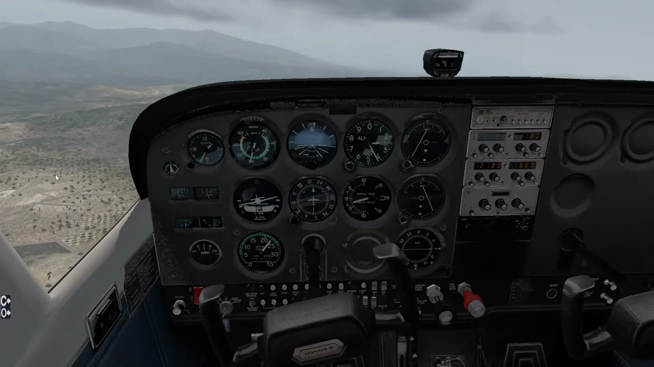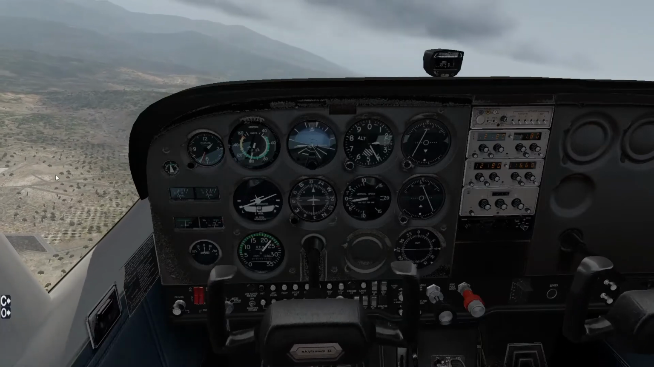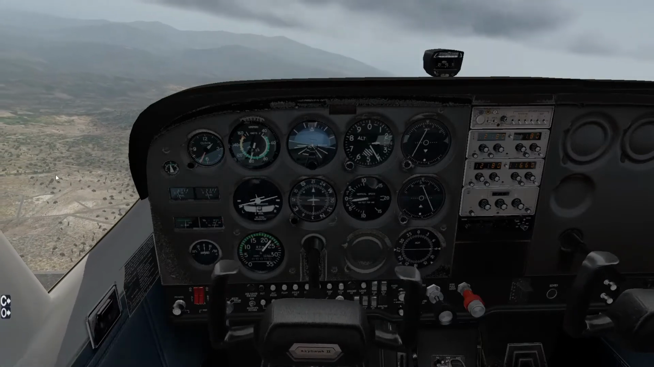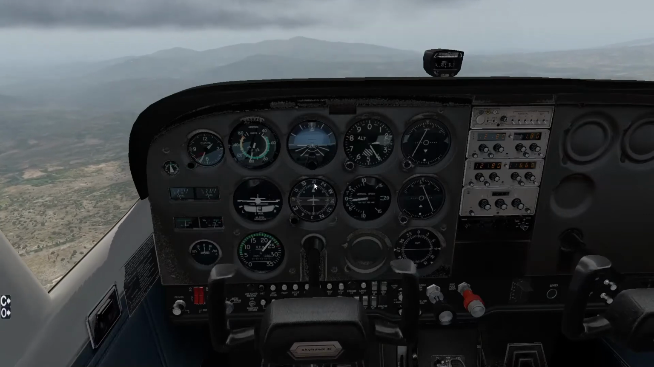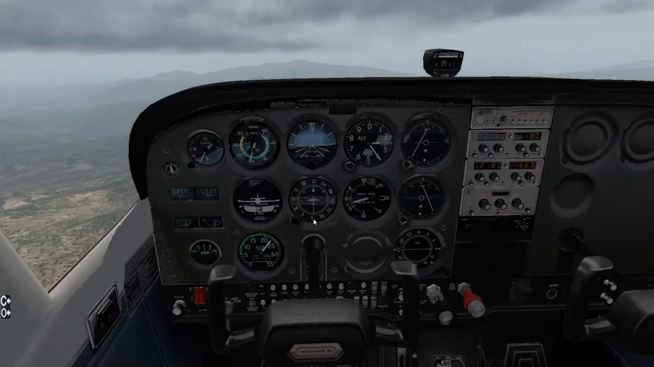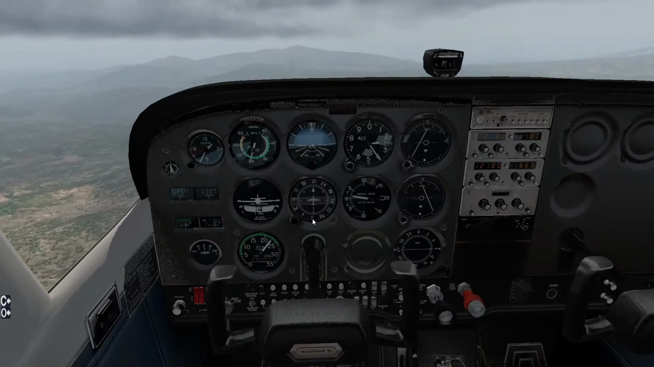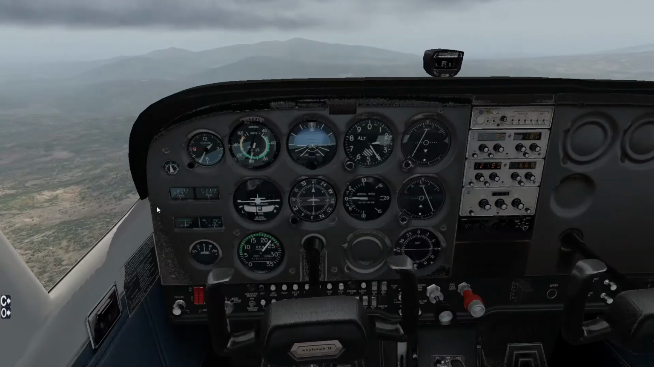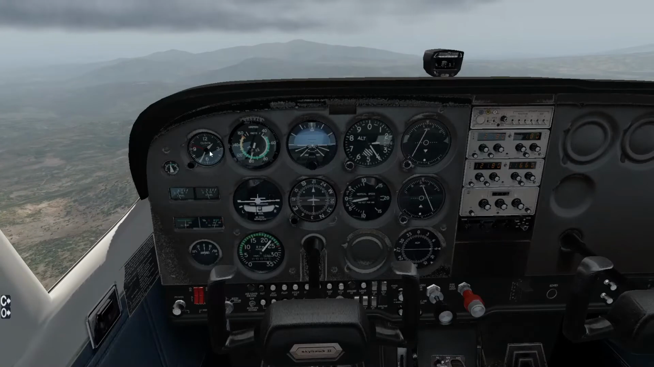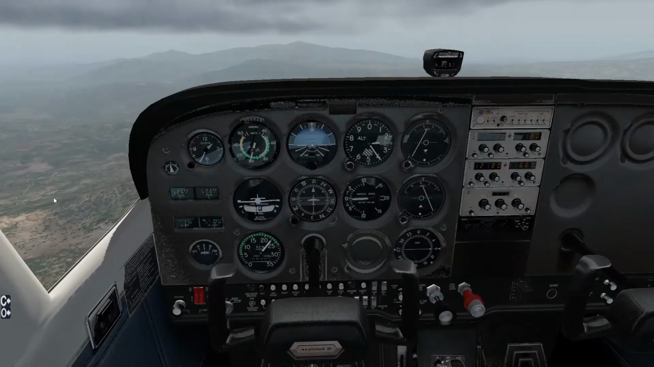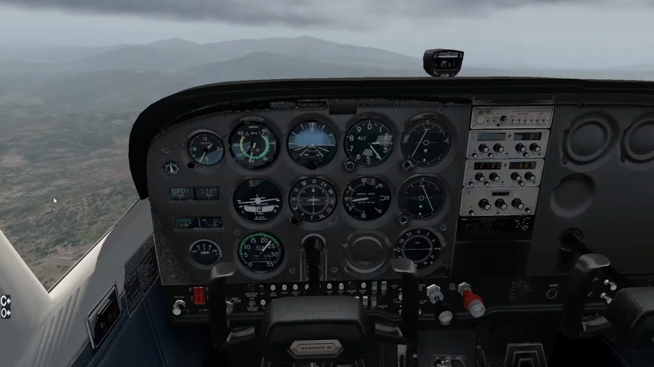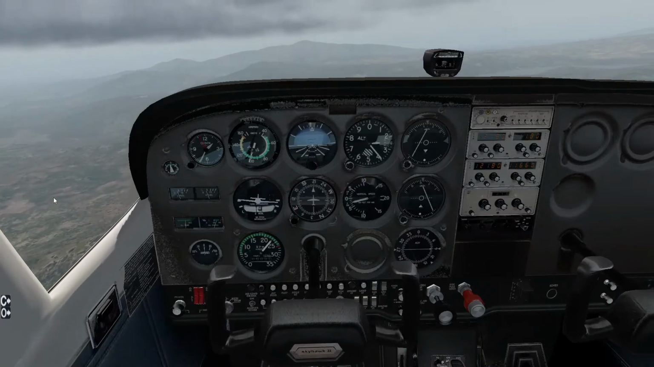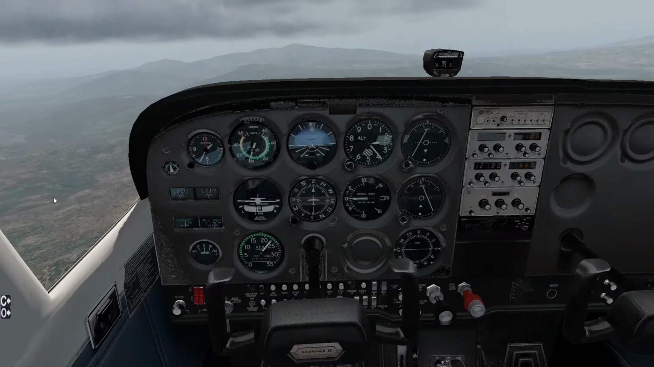So let's try to perform a 180 and see if a standard rate turn will give us the new heading of 030 degrees in exactly 1 minute. So we will use the clock in order to coordinate our turn and count whether this will give us a 180 in 1 minute. So here we go.